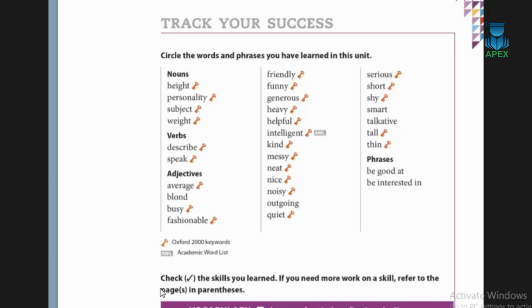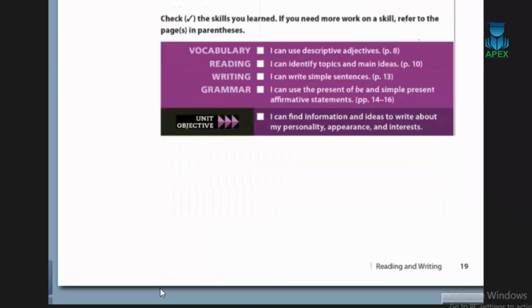The next part, check the skills you learned. If you need more work on a skill, refer to the page or pages in parentheses. So here, guys, again we have list of all the skills that we studied in unit 1. If you have learned you can check, if no you can refer to these pages.